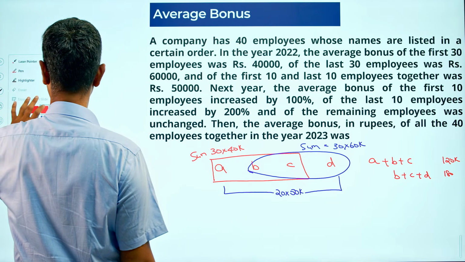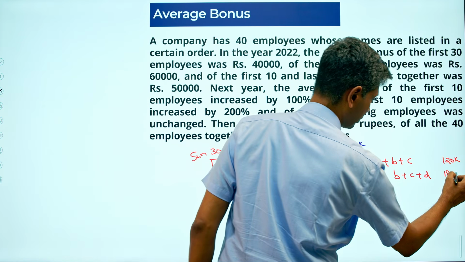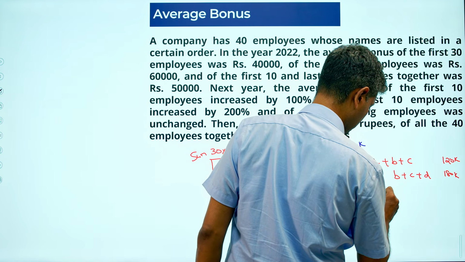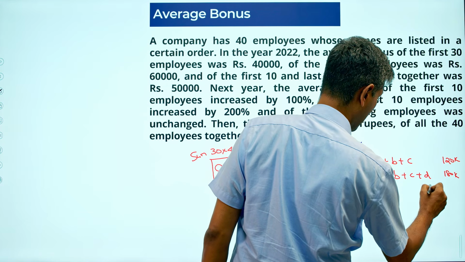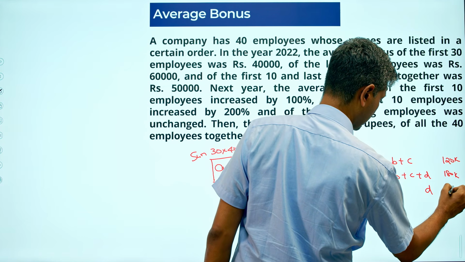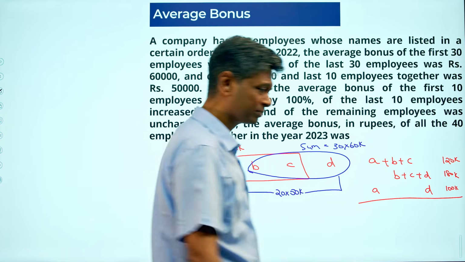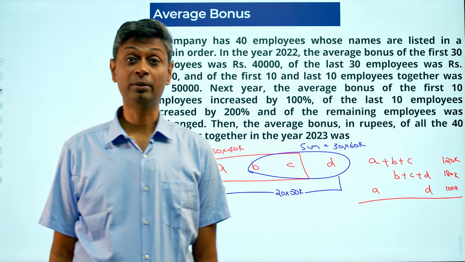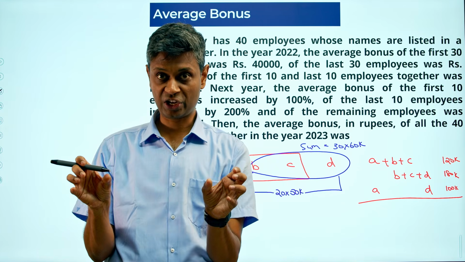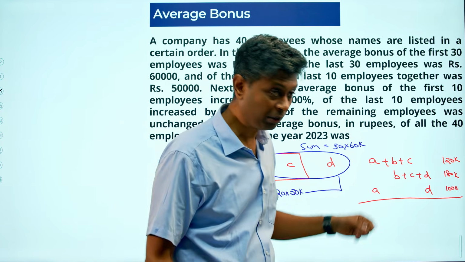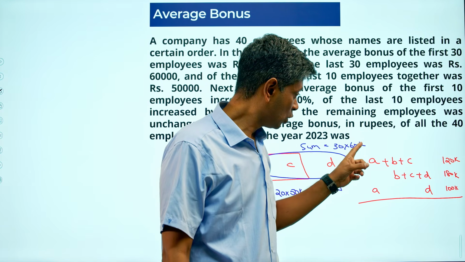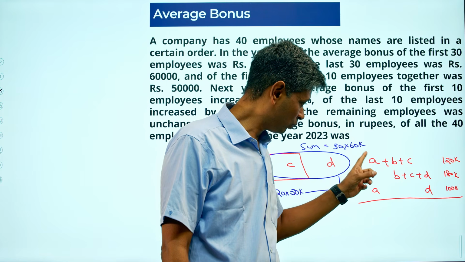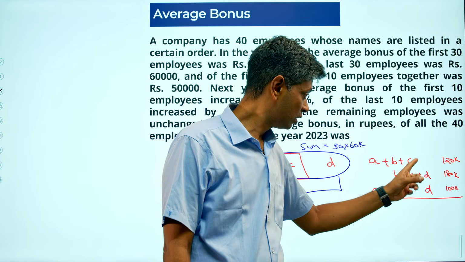We'll continue with this. A plus B plus C plus D is 180K. B plus C plus D is 180K. A plus D is 100K. Very nice template, very standard template. First 3, last 3, first and last. And so 2 and 3 repeat in the first and second equations. 1 and 3, 1 repeats in first and third. 2 repeats in second and third.